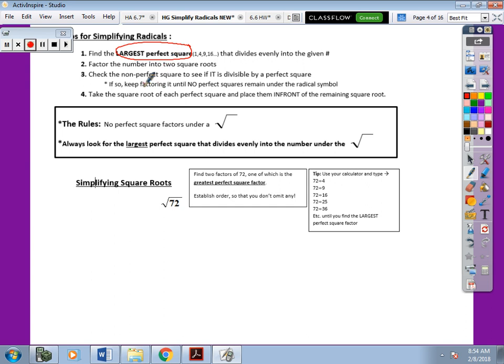So you want to check the non-perfect square to make sure it's not reducible, meaning it's not divisible by a perfect square. If so, you have to keep going with a factor tree. And then once you take the square root, it will go in front of the remaining square root. Okay? So the rules: no perfect square factors under a radical. And my tip is to always look for the largest perfect square. So many of you, when you look at 72, will think that 9 and 8 are factors that multiply to 72. That is correct. However, 9 is not the largest perfect square that divides in evenly.